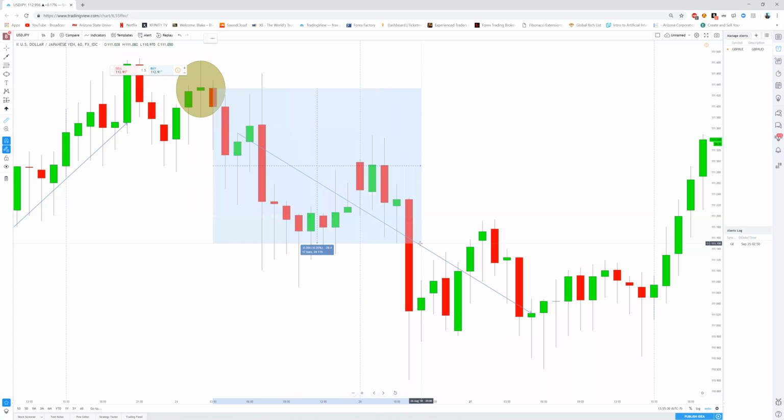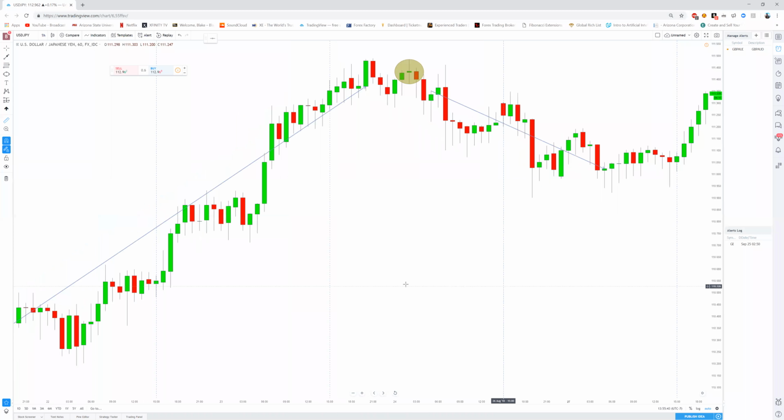And this is being recorded, yes. And depending on where you exit, there's a low here. That would be 52 pips in a very short amount of time.